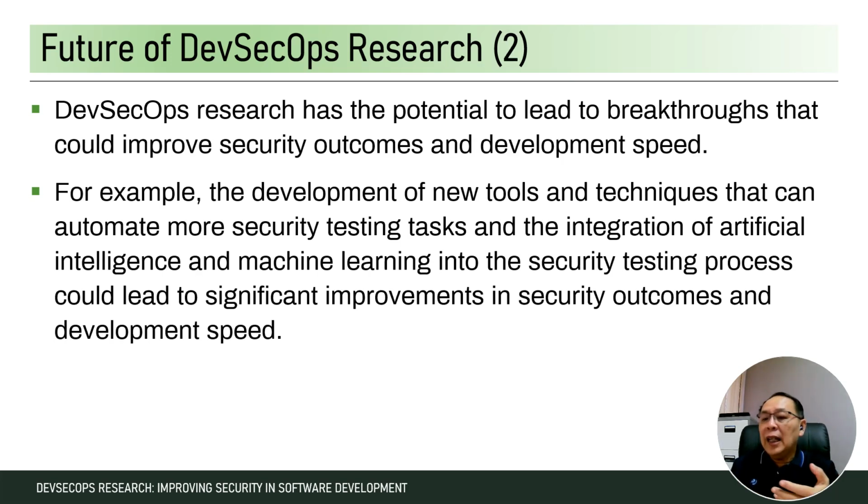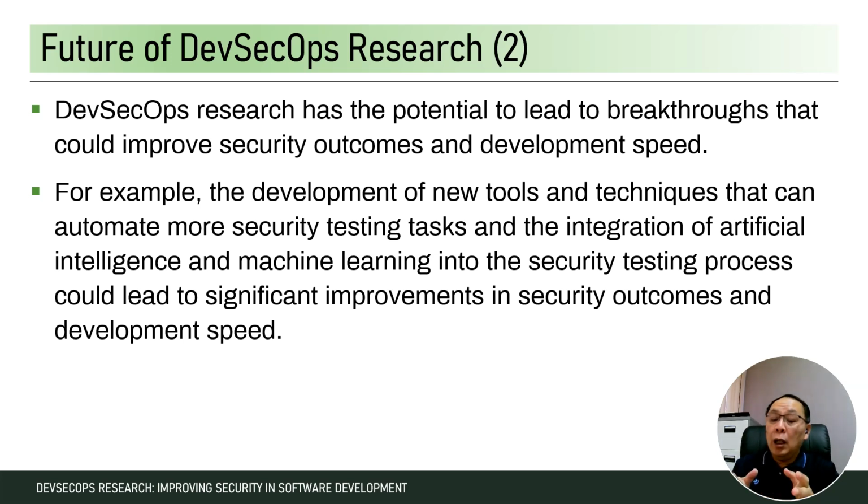Okay, so again, about the future of the DevSecOps research. DevSecOps research has the potential to lead to breakthroughs that could improve security outcomes and the development speed. For example, the development of new tools and techniques can automate more security testing tasks, and the integration of artificial intelligence, or AI, and of course machine learning, or ML, into the security testing process could actually lead to significant improvements in security outcomes and development speed.